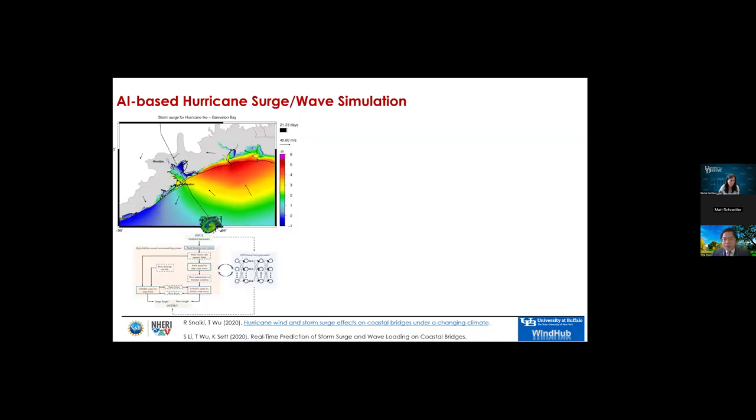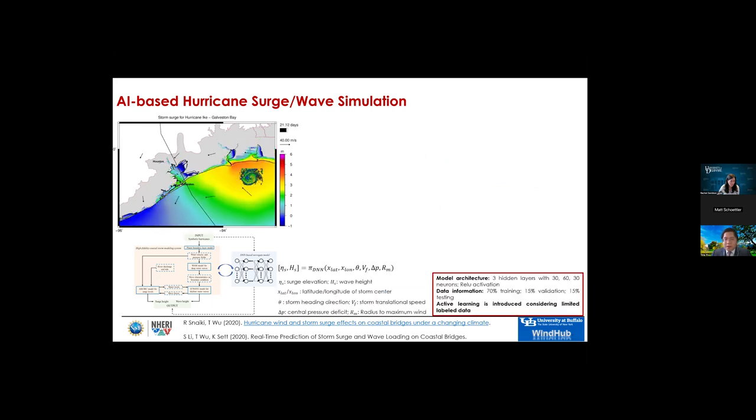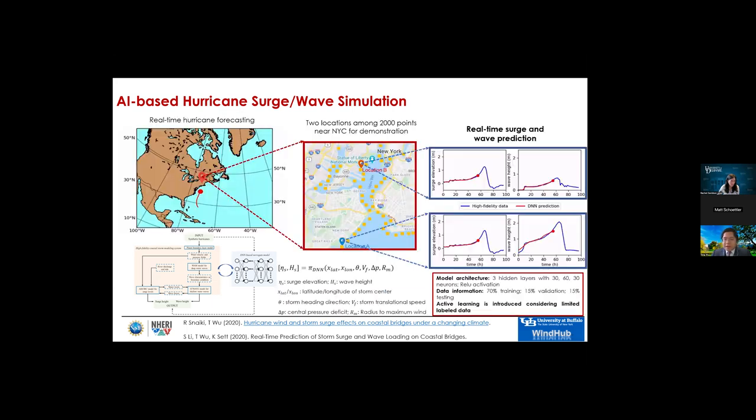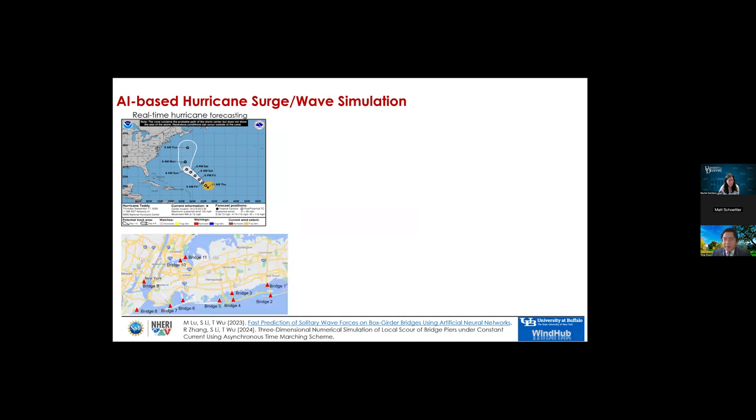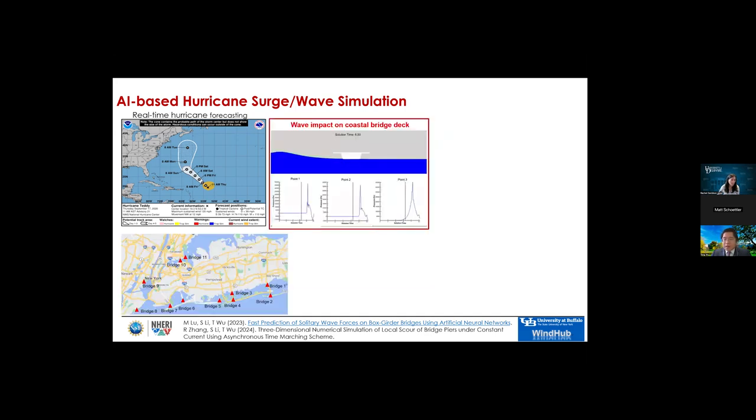Similarly, we can do AI for hurricane surge and wave, where we generate the data and train the AI model, and then we can get real-time prediction of the wave and the surge. And once we get the wave, we can also use the AI-based hydrodynamic load simulation, and we train the model.